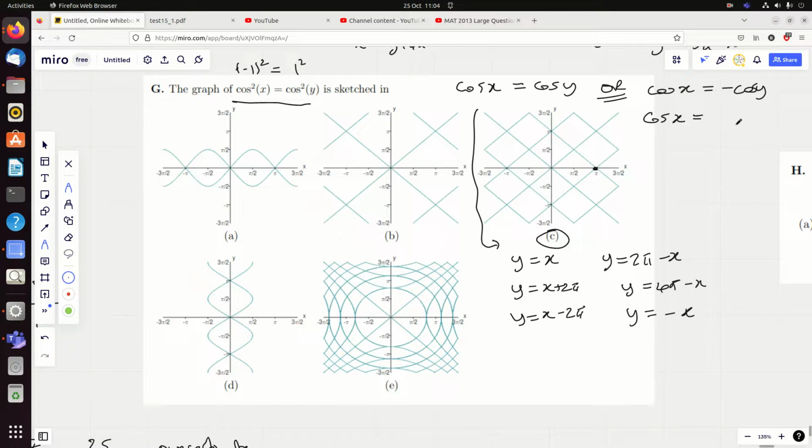Oh, sorry, let me put it like this. Cos x plus cos y. Maybe it's easier to look at it like this. Cos x plus cos y is going to be equal to 0. And then you can just use the fact that cos of minus 1 plus 1 equals 0. It's easy enough to do them.